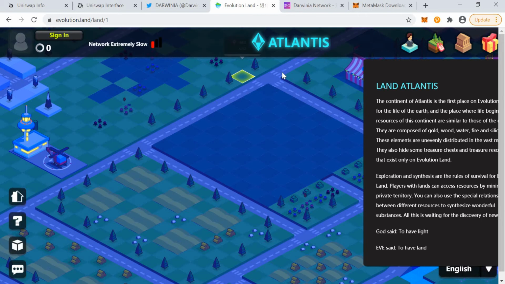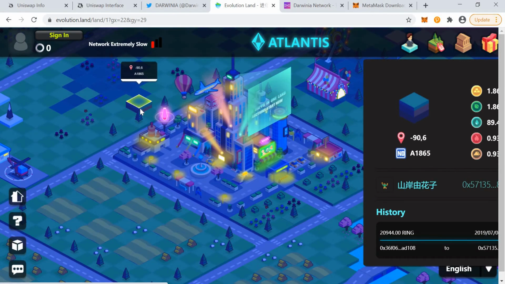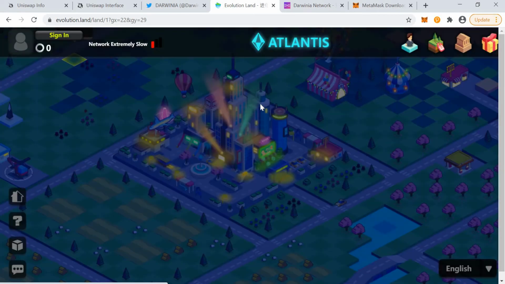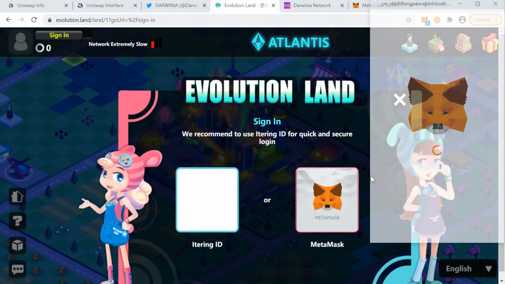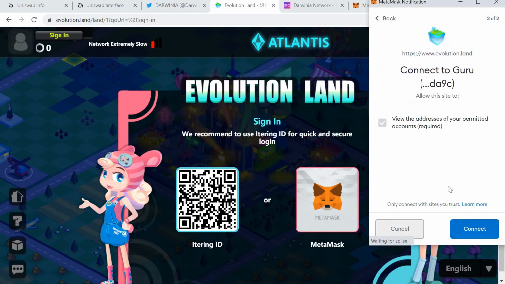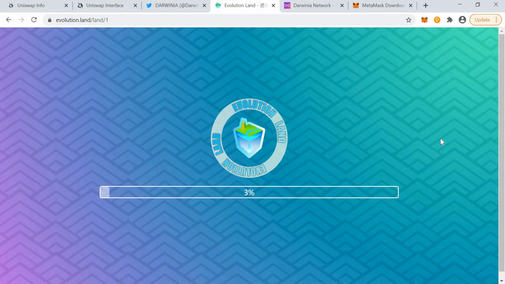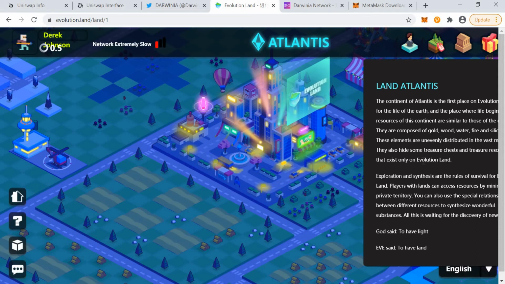Okay, so it's going to show this right here. Go sign in. Share the sign in with your MetaMask wallet. Pick what wallet you would like to choose. Go to next and connect. Once you sign in, it will restart the page, so don't worry about that. Once it loads up, you'll be able to access your account. Don't mind the name. This was an early name I used.